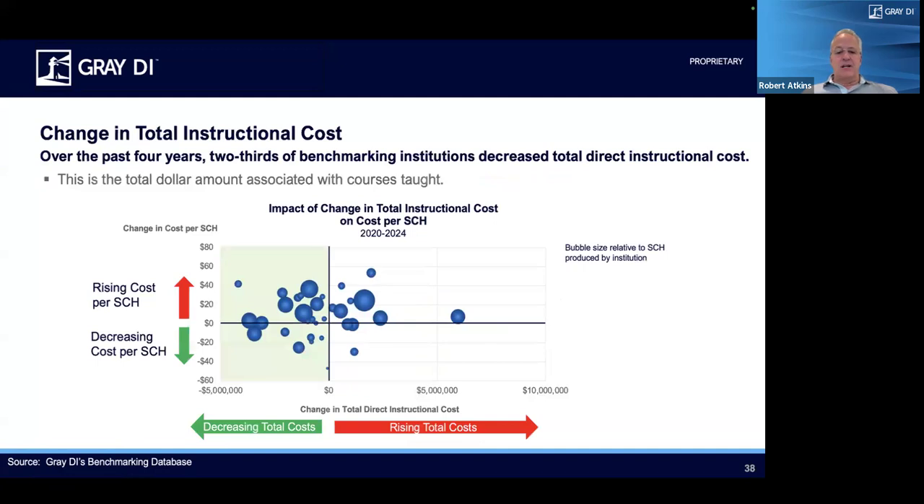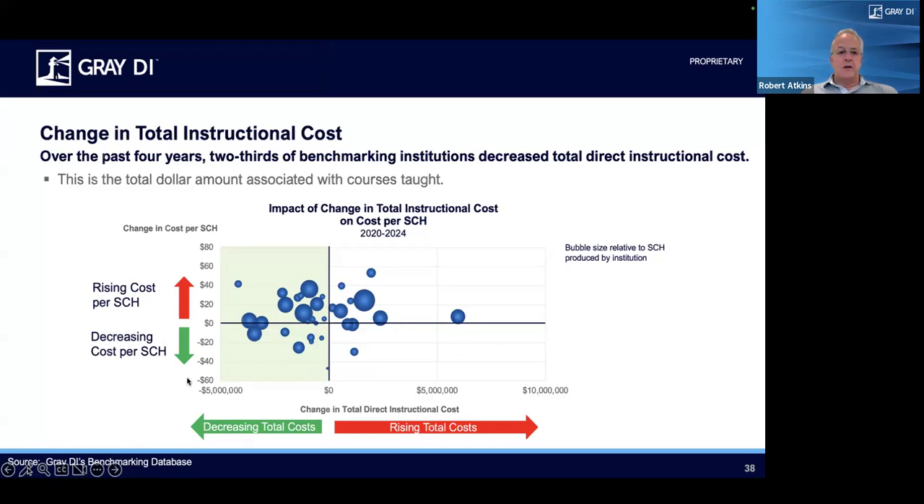Now we're going to get to some real humdinger charts, and I'll take a moment and walk you through them. They're a little intense, so as I say, I'll take a moment and walk you through them and then explain what the implications are. So first, down here on the horizontal or x-axis, towards the left, that is a decrease in total instructional cost. So the amount I spent on instruction went down if I'm on the left-hand side of this chart. If I'm on the right-hand side, the total amount I spent on instruction went up, in some cases quite substantially.